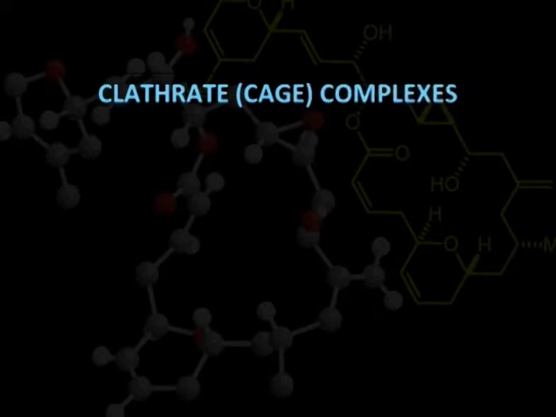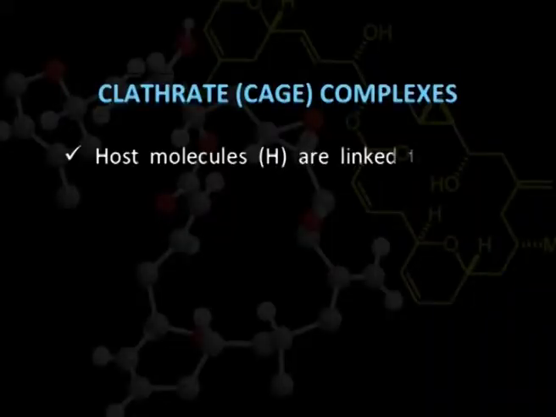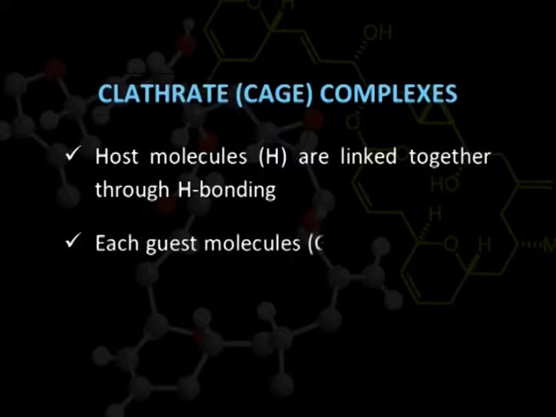Next type of inclusion complexes are clathrate complexes. In case of clathrate complexes, which are also known as cage complexes, host molecules are linked together through hydrogen bonding and they form a cup-like structure. So, it may be 3, 4 or 5 host molecules, and then they will be linked together and will form a cage-like or cup-like structure. Into this structure, guest molecule will be included.